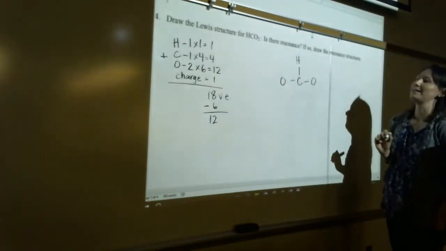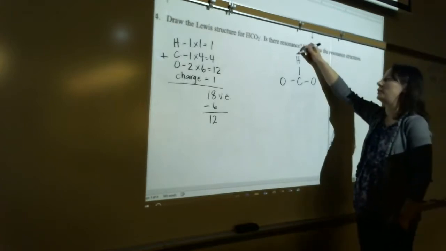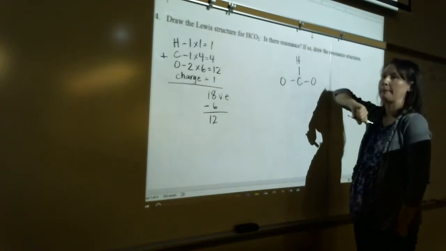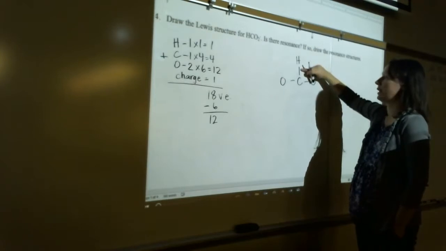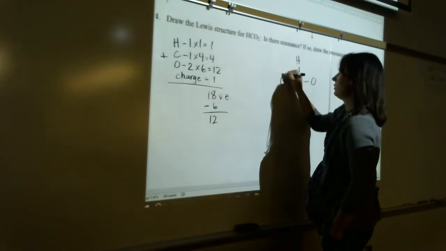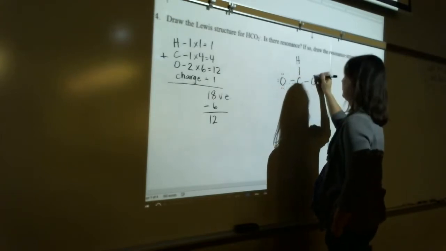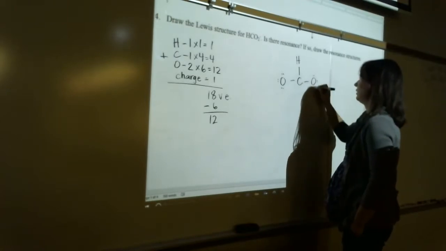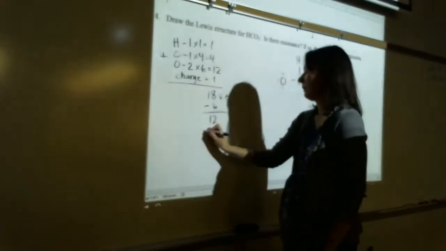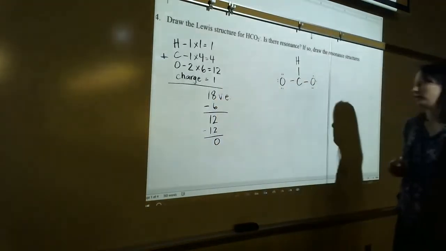All right, who gets an octet first? The O's. Why do I not need to put dots on hydrogen? Hydrogen only needs 2 to be satisfied, which it already has, so we're good. So now we just put dots. 2, 4, 6, 8, 10, 12. All right, that's all 18 electrons.